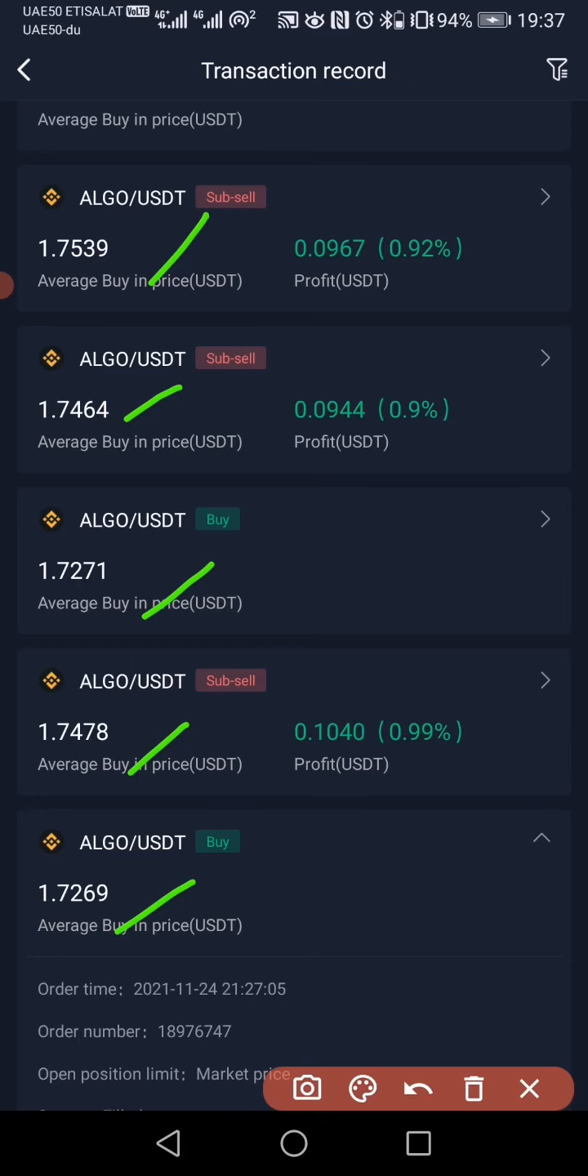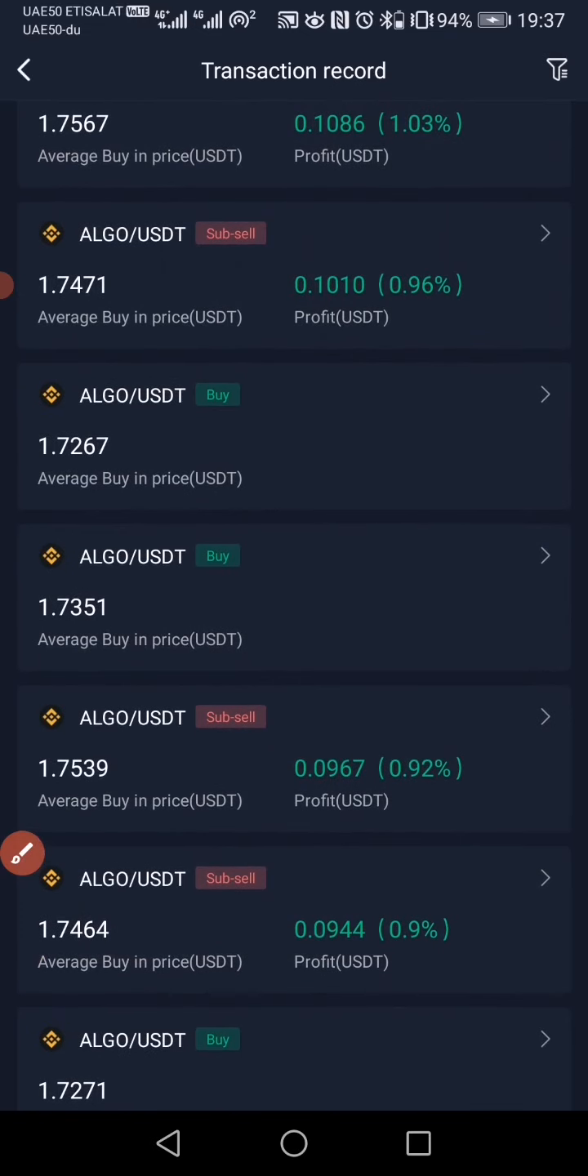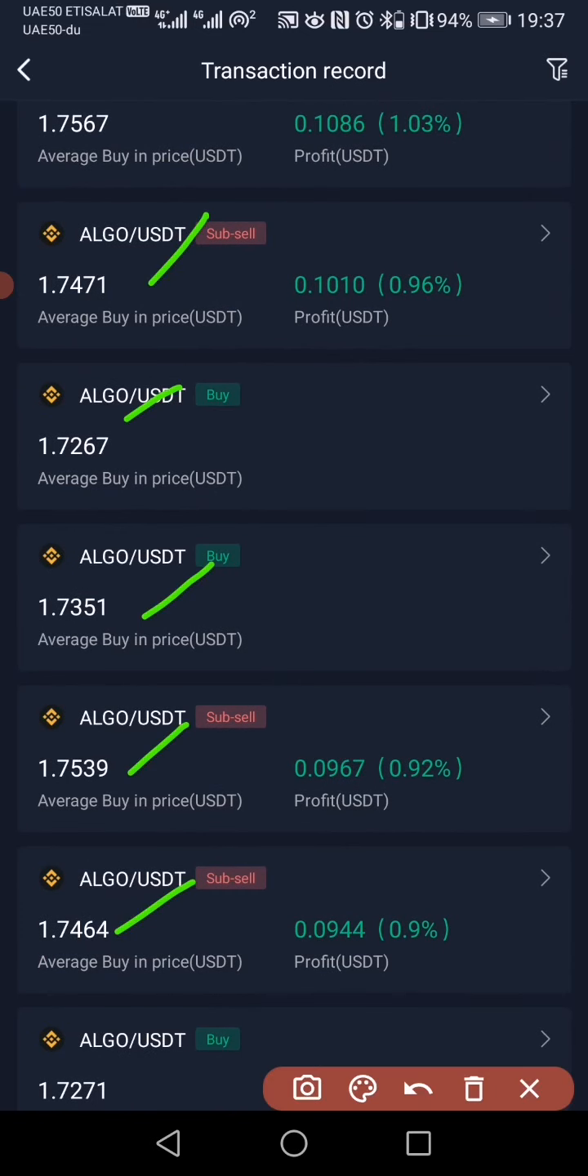So if I continue to scroll upwards, you will still notice, look at this point now. At this point, it sold again, it went to 1.7539. Then it bought, the average price came down. It bought again, the average price came down. It sold, the average price went up. So that is how the average price and the current price work.